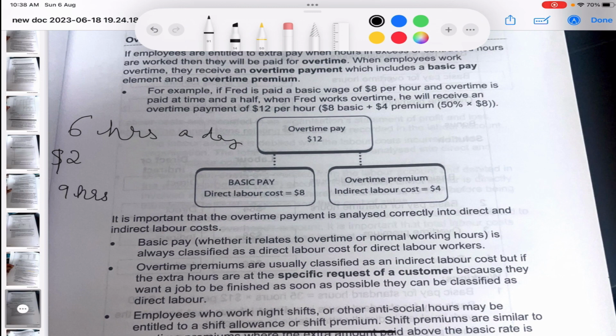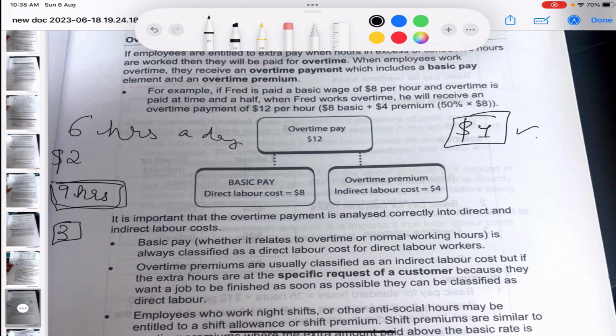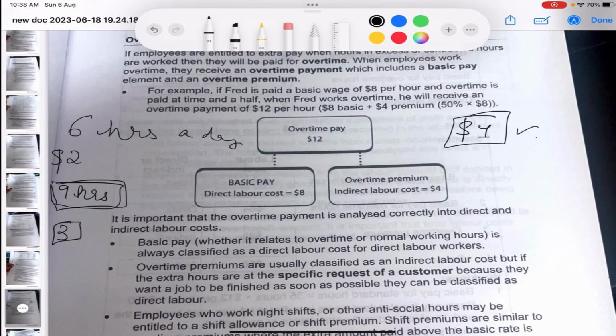Now, the employee worked for 9 hours. So how many extra hours did he work? 3 extra hours. So how much will he be paid? How much would be the overtime? Let's say the overtime amount is $1. $1 is my overtime amount. So what would be the amount which is paid to him? Is it 9 hours multiplied by $1?